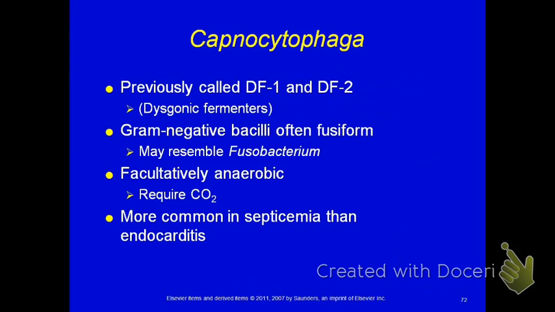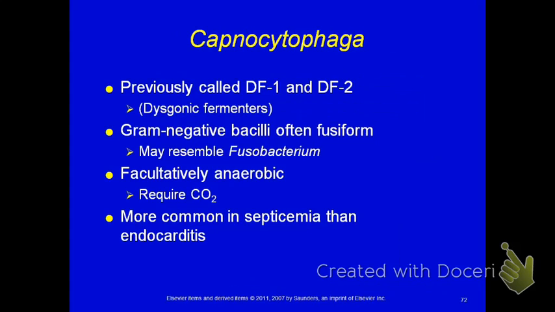Okay, Capnocytophaga. Previously called DF-1, DF-2, which refers to dysgonic fermenters, which means they cannot ferment as much as compared to other bacteria. That's why the term dysgonic. So, gram-negative bacilli, often fusiform. That's the reason why they may resemble Fusobacterium. So, they are anaerobic, but however, they are also capnophilic since they require carbon dioxide for growth.